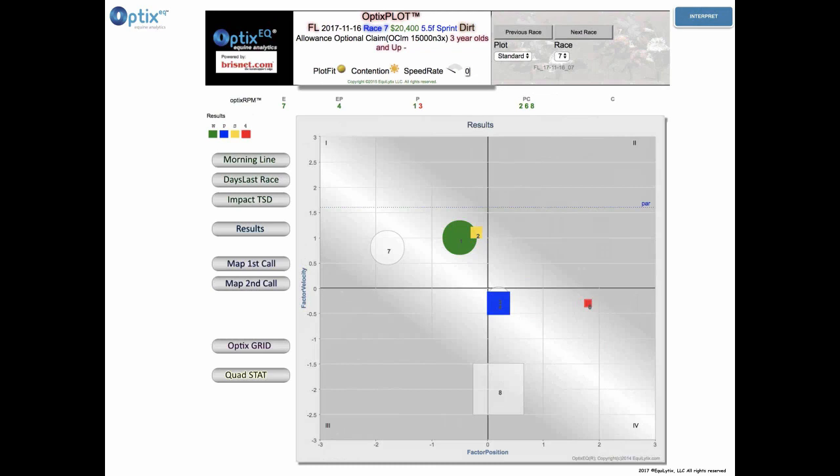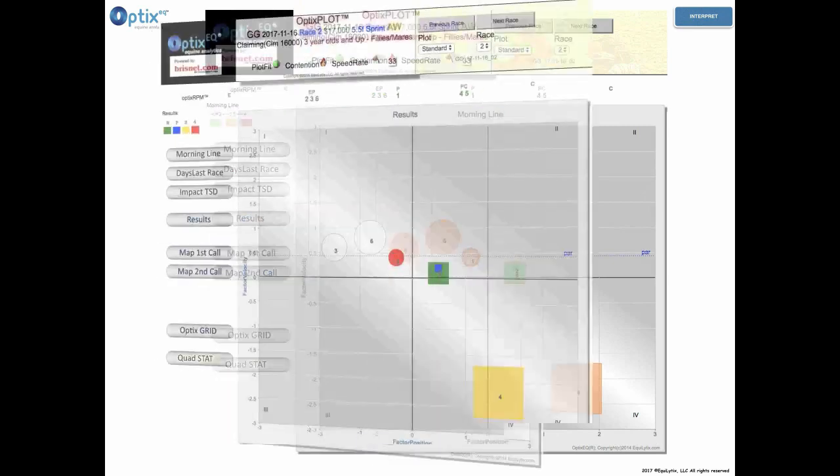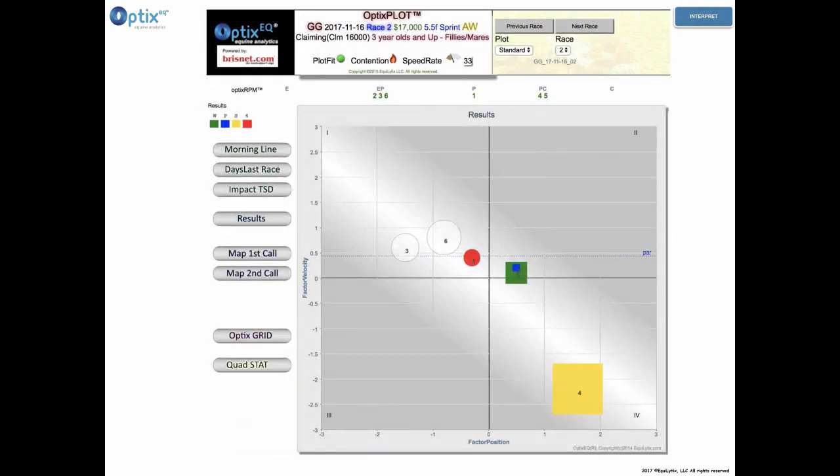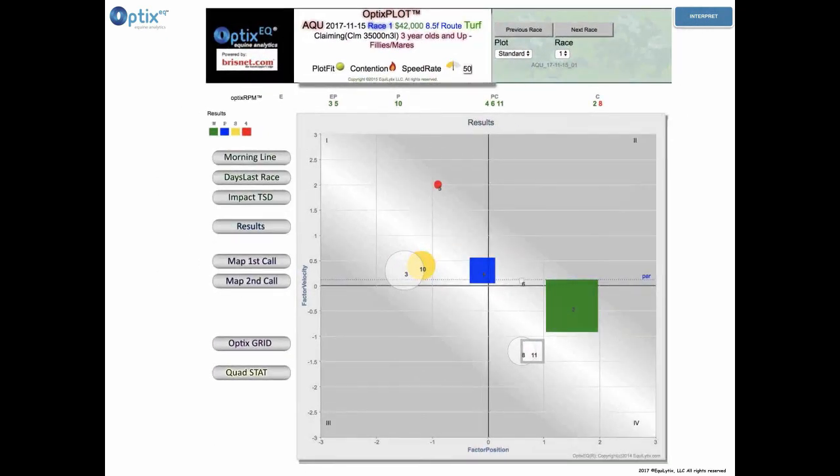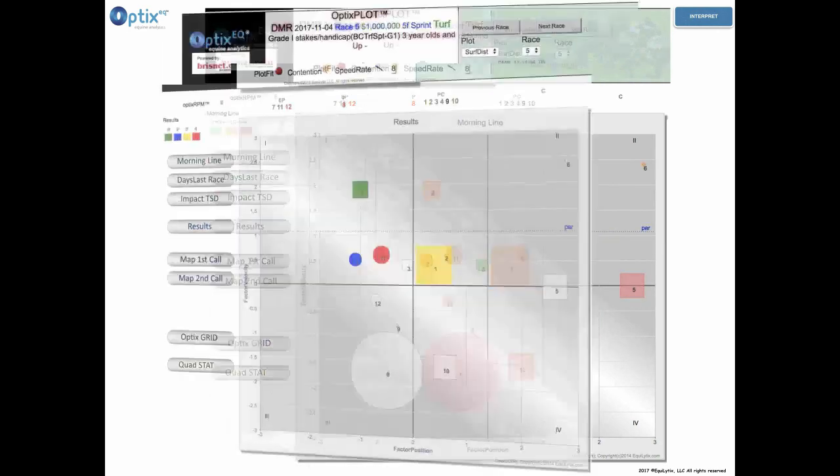So let me see if I've got another one. Here's the one where a circle 1 was a low contention. So you can't ignore the circles in quadrant 1. Another example, the 5 is a little bit off the pace. This was high contention, high speed rating. This is where you might start looking at quadrants 2 and 4. This is where they're most effective, when you have this high contention, high speed rating.